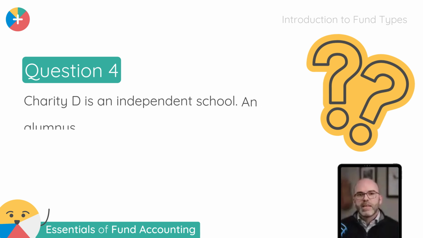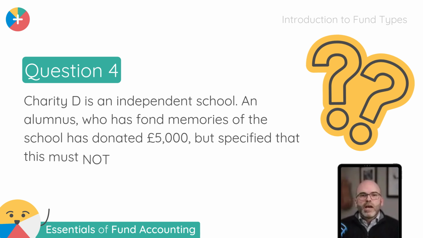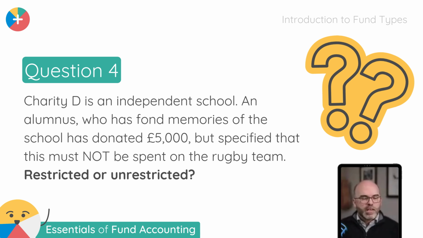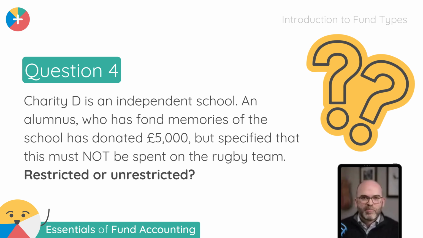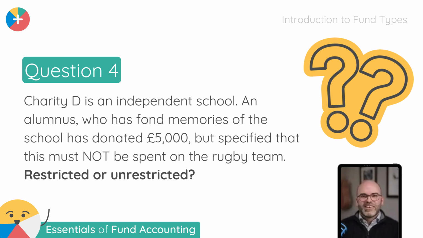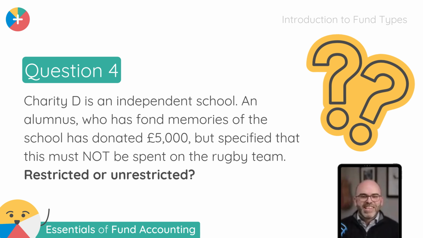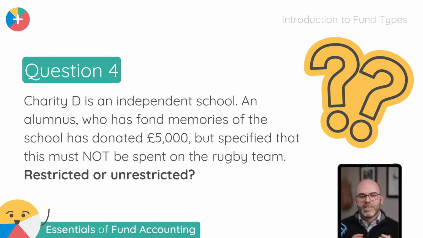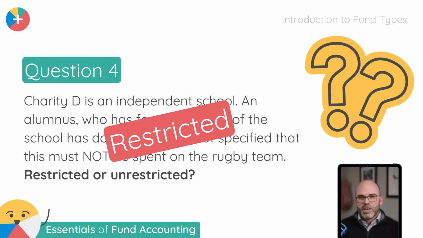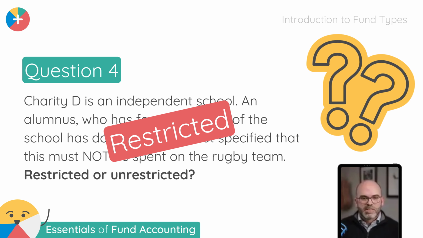Charity D is an independent school. An alumnus who has fond memories of the school has donated £5,000, but specified that this must not be spent on the rugby team. What do you think? Restricted or unrestricted? They clearly did not have a good time with the rugby team. So what do you reckon? My point here is that negative restrictions are still restrictions. In this case it would be a restriction, because they can broadly spend it whenever they want, but the rugby team's lucked out.